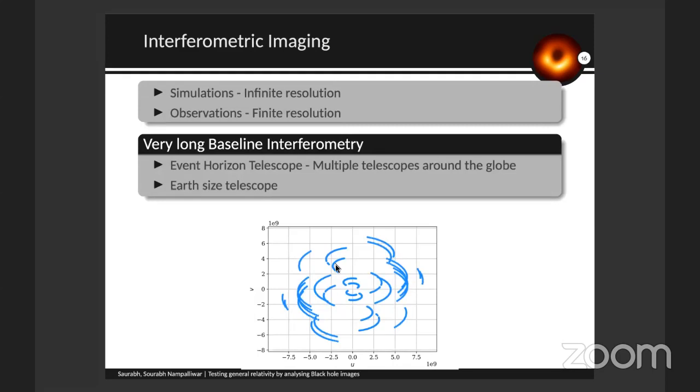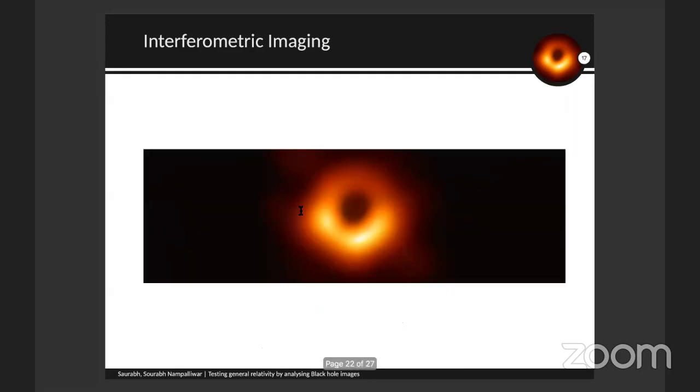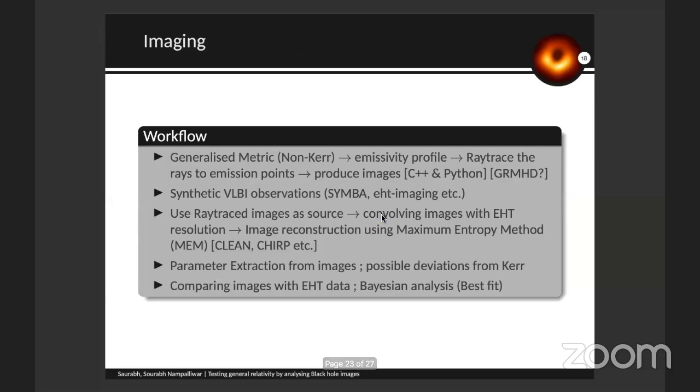Now, in my own work, we basically try to image this using the Event Horizon Telescope. We try to image it using a telescope array surrounding the Earth, and what exactly the result is, we get something like this, a very beautiful image of M87, which we got last year. So what exactly is happening? In our work, we are taking a very generalized space-time metric, a generalized metric in a particular theory, and then we are having some emissivity profile.